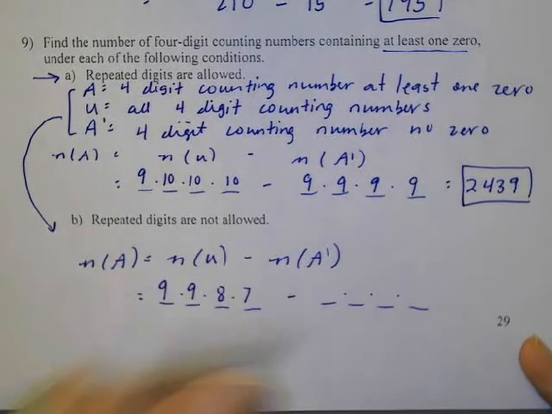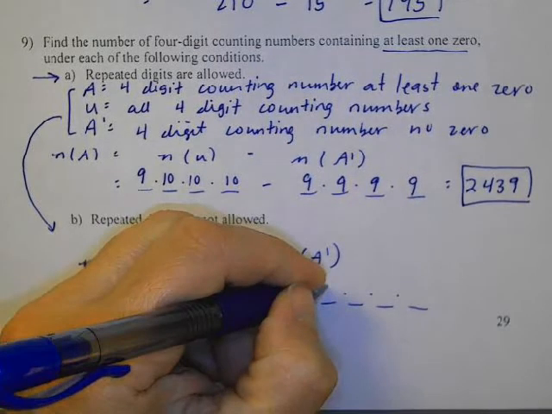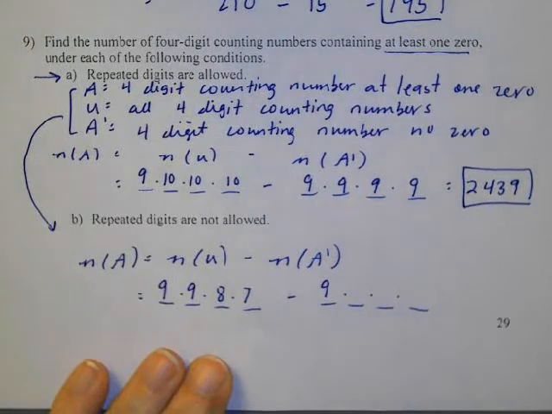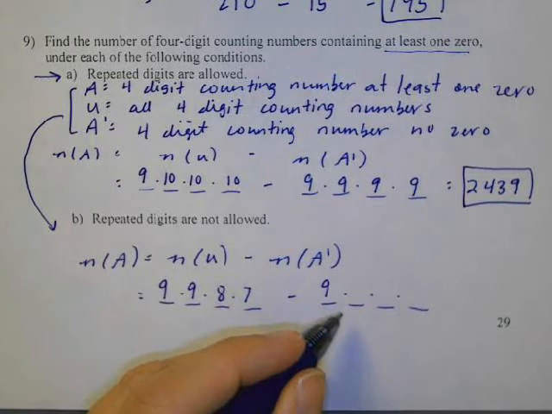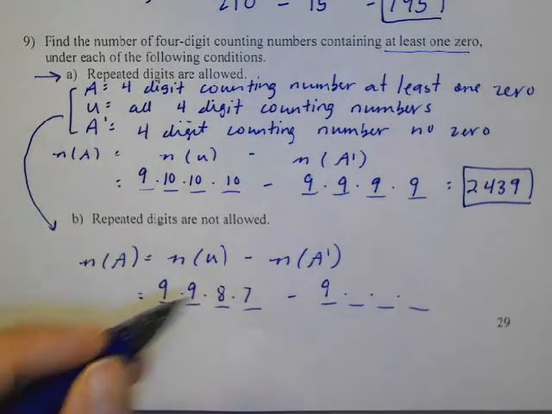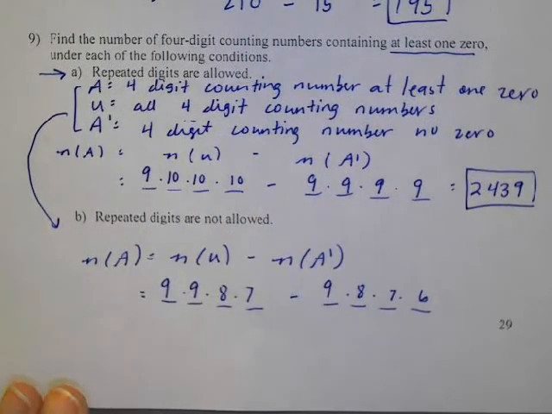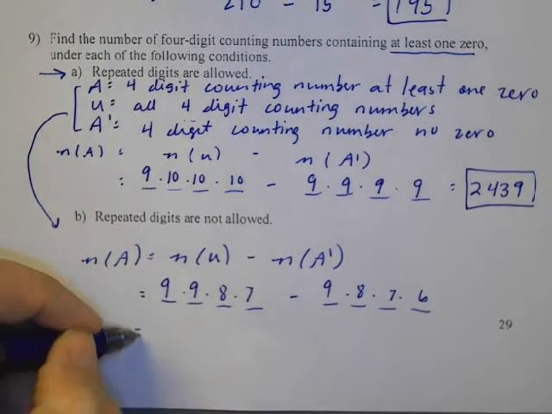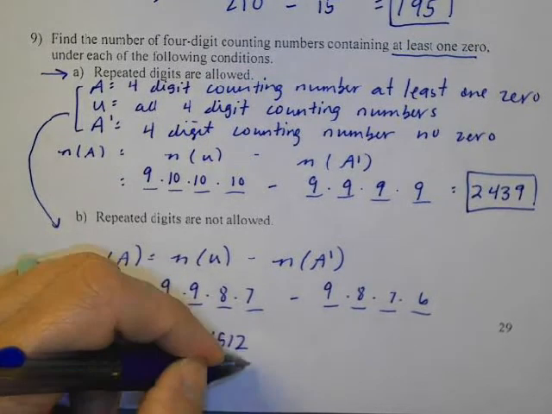Minus, to find A prime, I still have 4 dashes because I have a 4-digit counting number. But remember, the condition on A prime is no 0. So I know that I couldn't ever use 0 in the front. And they said I'm not allowed to use 0 anywhere, in fact. So now 0 doesn't get kicked back in like it did before. So this is just counting down straight up originally from 9. So if I do my calculator work, I get 1,512.